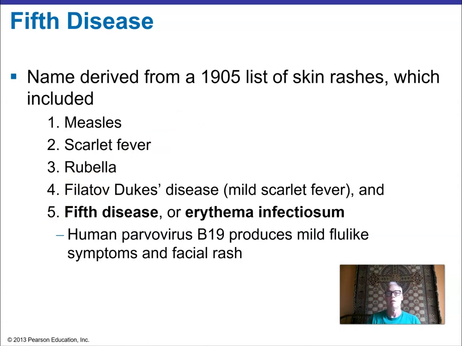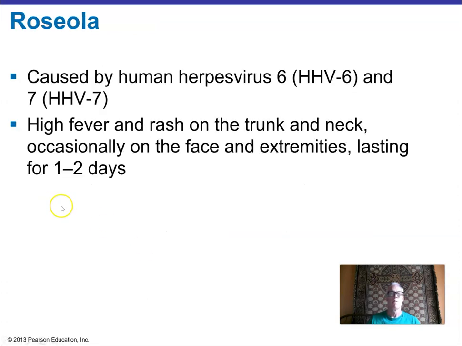There was a list that was sort of like a standard of practice in medicine in 1905 that listed skin rashes, and the 5th one on the list was just called 5th disease because it didn't actually have a name at that time. So erythema infectiosum is 5th disease, and it's caused by a parvovirus, which causes mild flu-like symptoms and a face rash. So that's just a common thing that children get, just so that you can be educated about it and your patients won't be shocked or appalled when they realize it's a fairly common thing.